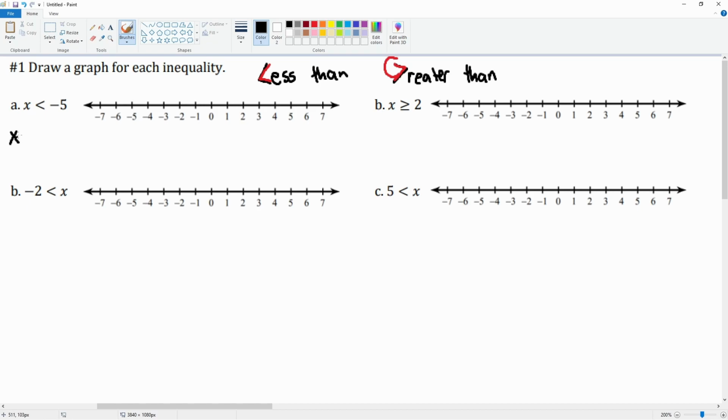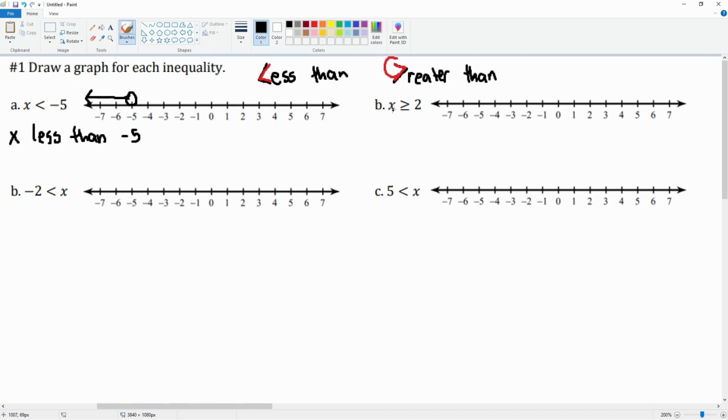This means x is less than -5. So here we're going to have an open circle, and it goes all the way to the left because that is less than, and we draw the arrow.